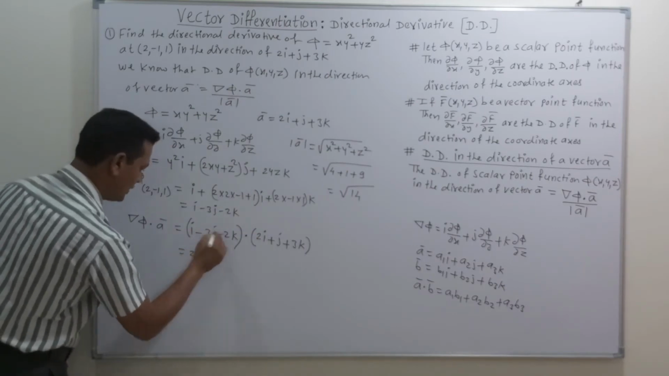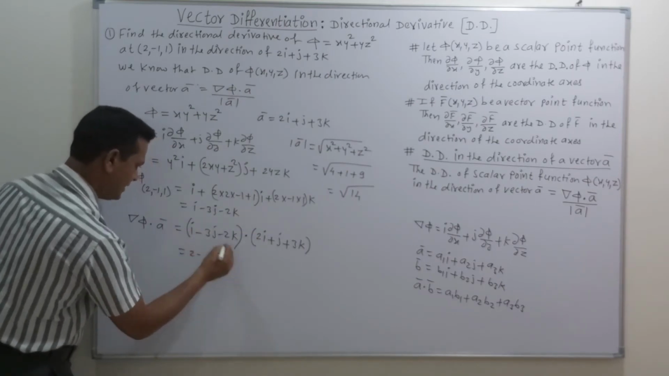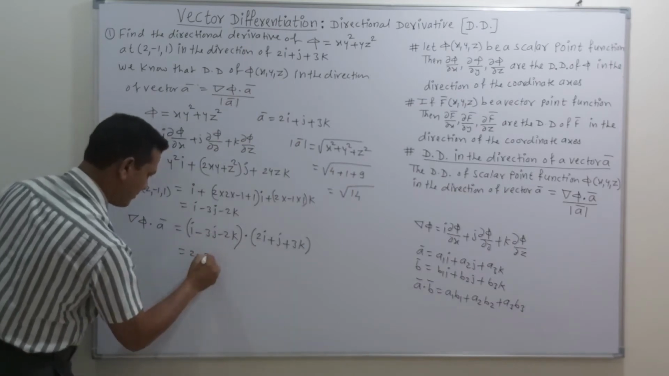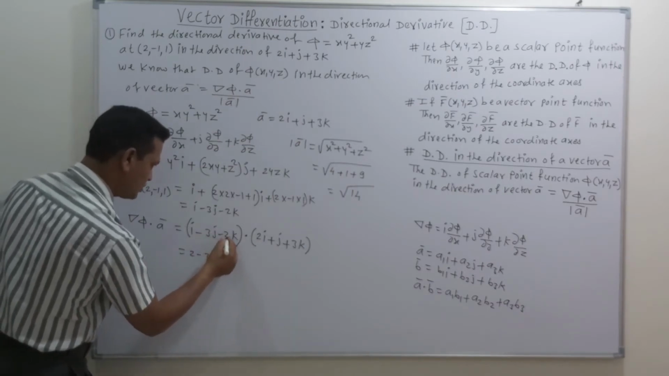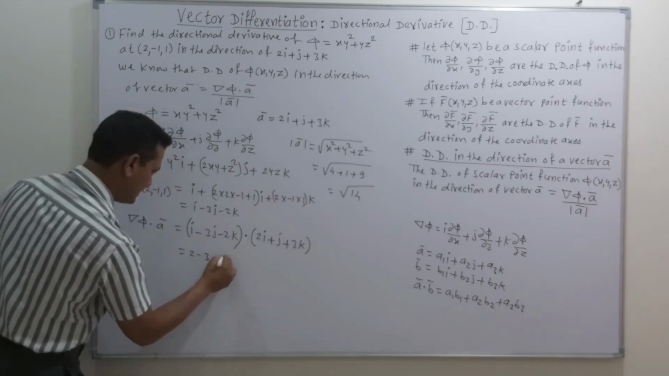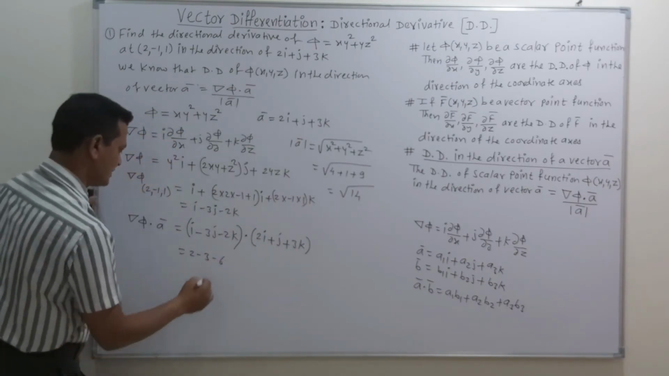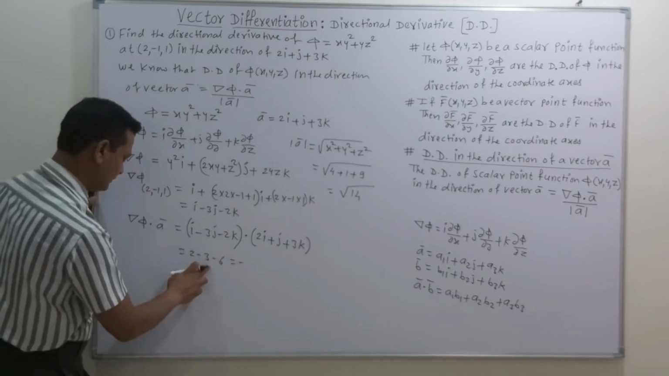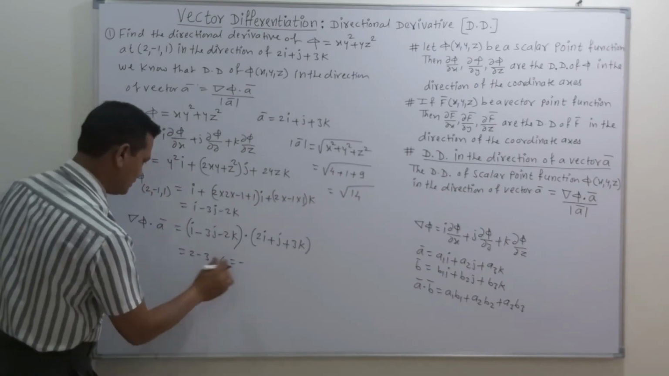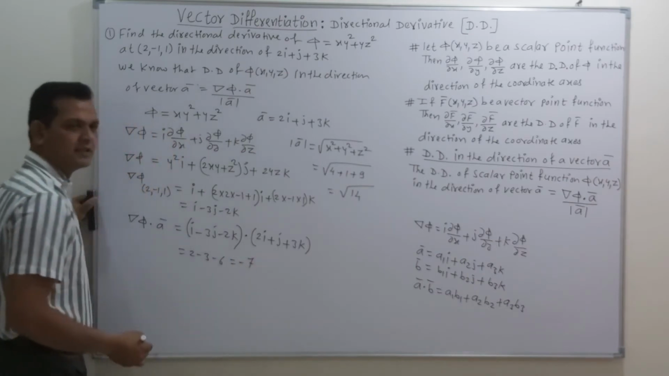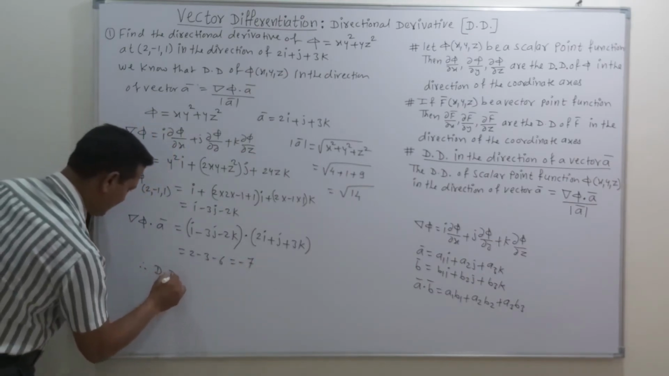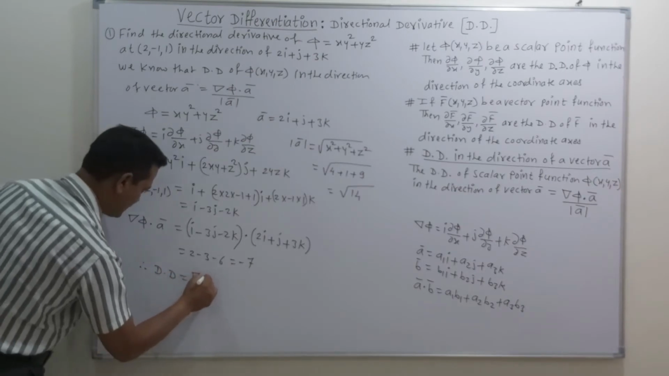So we get 2 into 1 is 2. Then the next term is minus 3 and 1, so we get minus 3. Then this is minus 2 and this is 3, so we get minus 6. That means in general we get the value of this term as 2 minus 9 minus 9, that means this is minus 7.